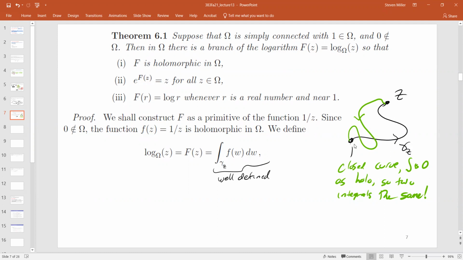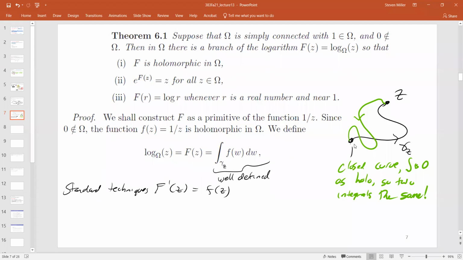Do we have to worry about the function 1 over z having a pole? I'm sorry? Why not? Yeah, omega doesn't have 0, so this is never going to be 0, so it's going to be a nice holomorphic function. Okay, and so we now have a holomorphic function. And so you can use the standard techniques. And you would get f prime of z is just going to be little f of z. And this follows the standard arguments.